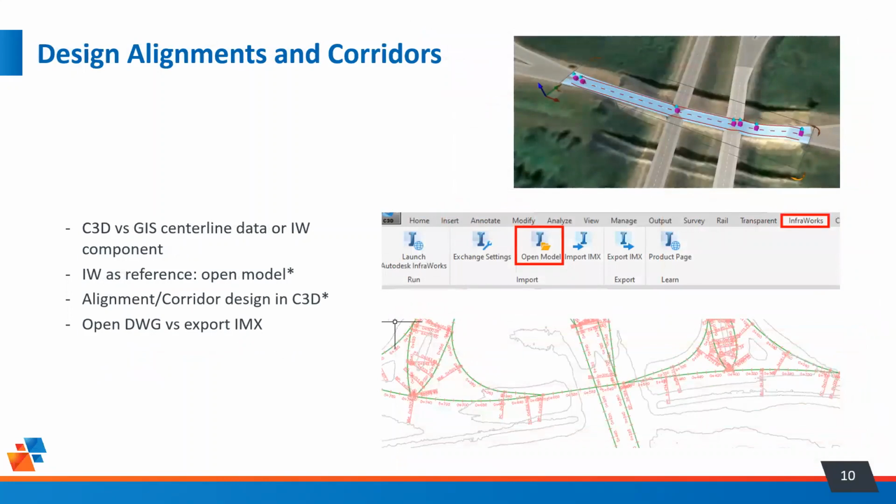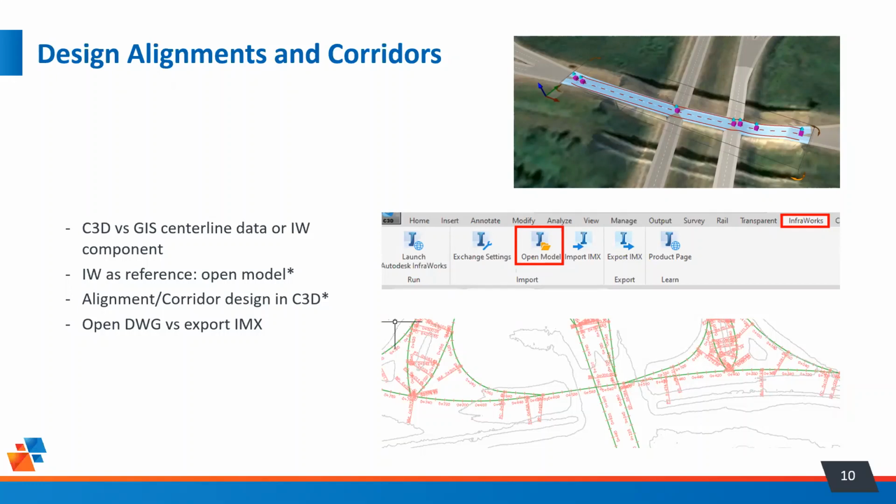Design alignments and corridors in Civil 3D. Well, you can actually start design in InfraWorks if you wanted to design component roads in there. And you can certainly bring it over to Civil 3D. The latest option to do that is the open model command. A couple of advantages of that approach over the older export then import IMX are that you can basically pick and choose all the parts you want from any proposal from InfraWorks. So that's a nice option.